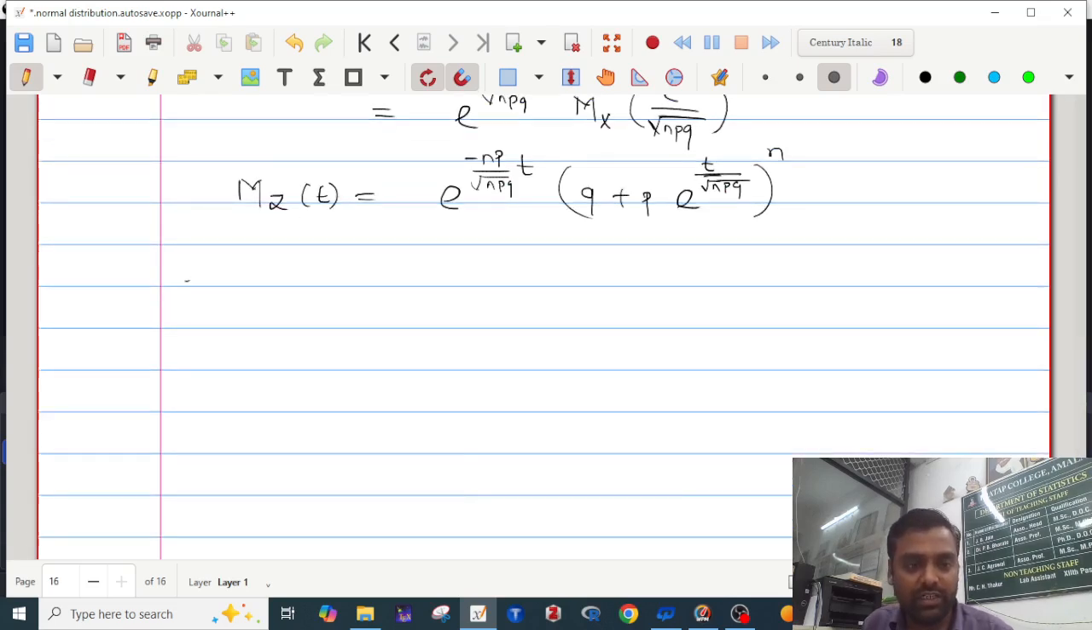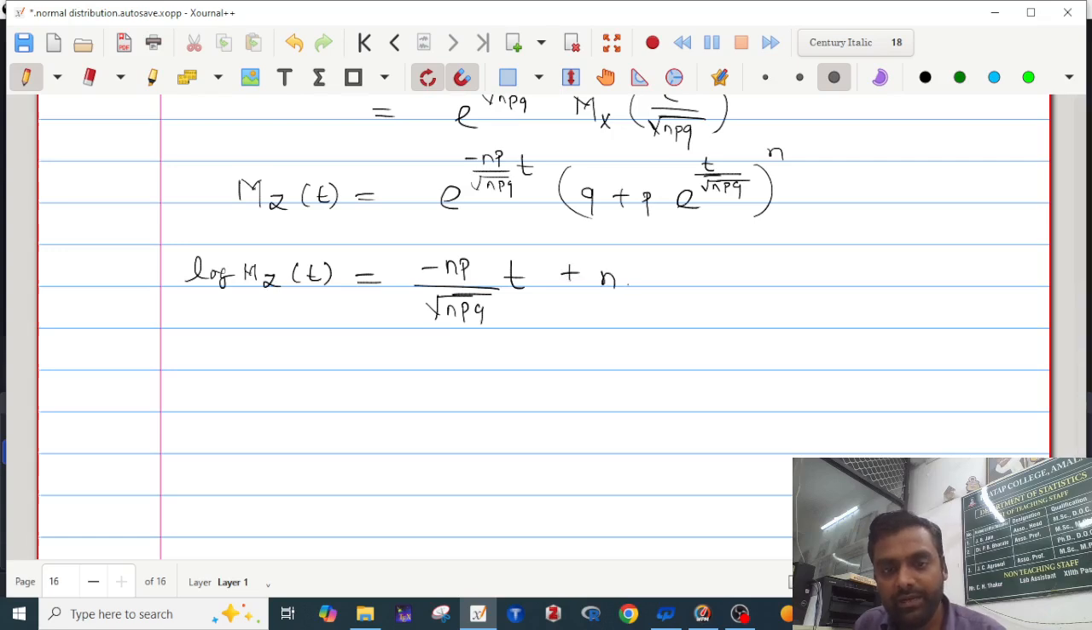Now take log on both sides. So we will get minus np upon under root of npq times t, plus n times log of (q plus p into e raised to t upon root of npq). This is the log of MZ of t.